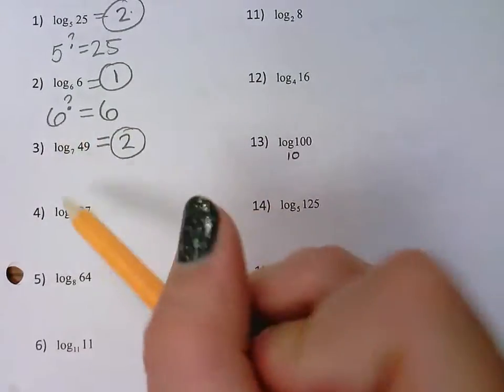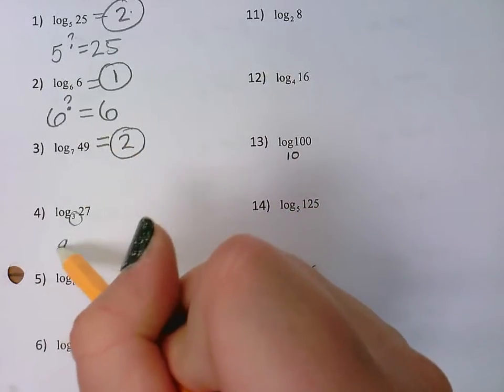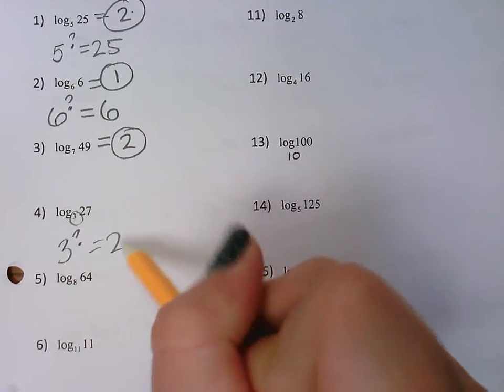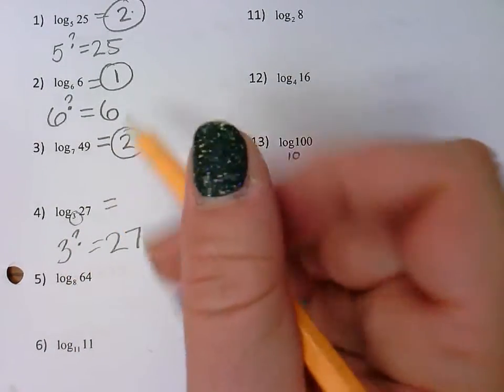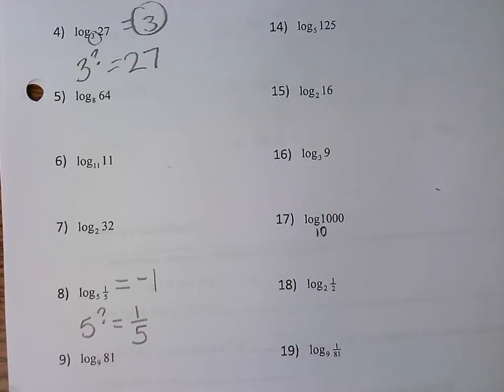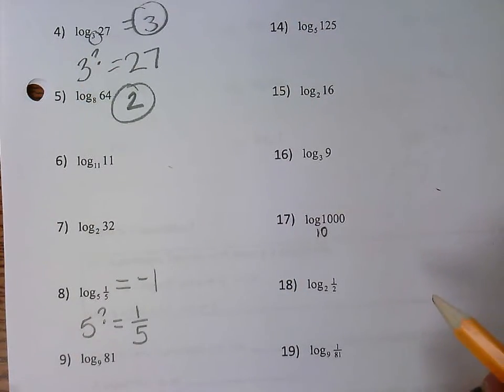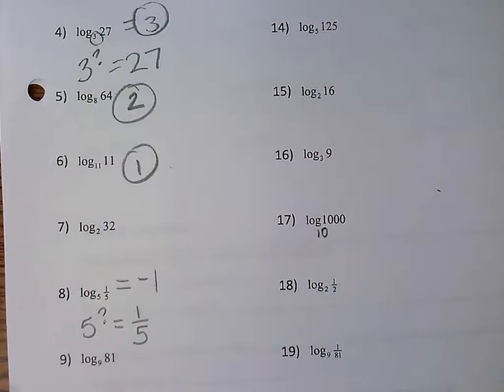So the base of the log is always the base of your exponential expression. So 3 to what power is 27? So what did you guys say for number 4? 3, yep. Number 5 was 2, yep. 8 squared is 64. Number 6, 1, because 11 to the first is 11.